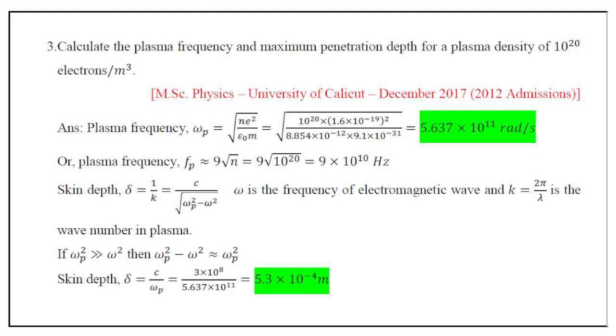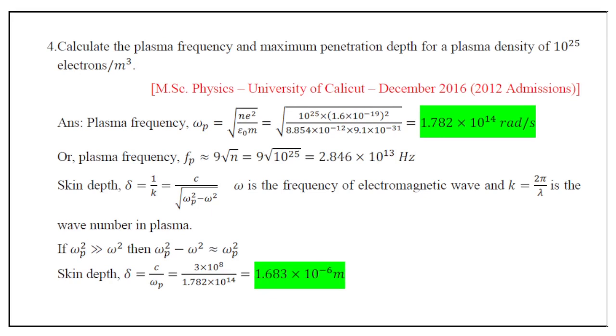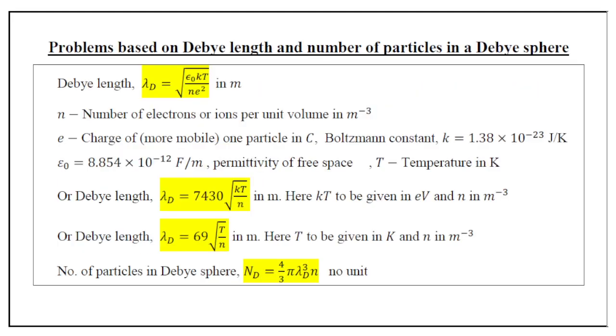And this is the same question we repeated for December 2017, but the number density becomes 10 raised to 20 per meter cube, so it can be solved as in the previous step. The answers are given here. And in another question paper, December 2016, it is asked by using 10 raised to 25 electrons per meter cube. So here also it is solved. It is the same step. I am not repeating it once again.